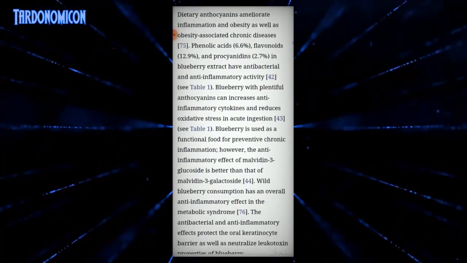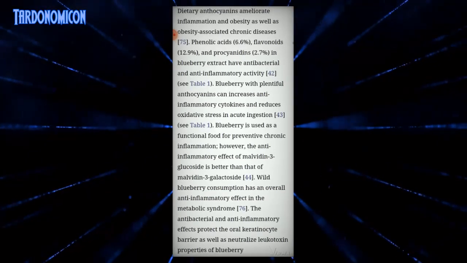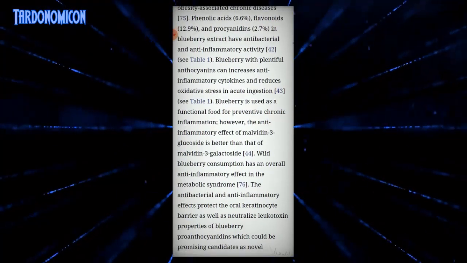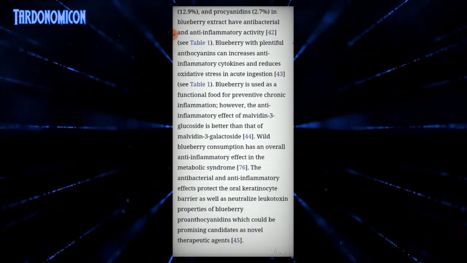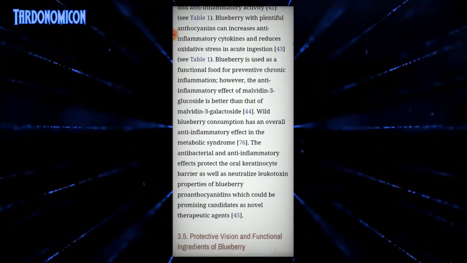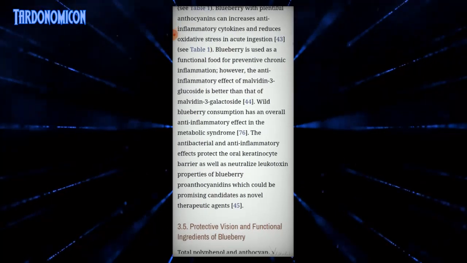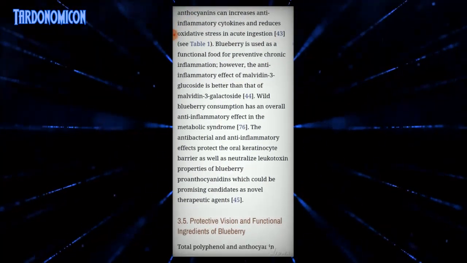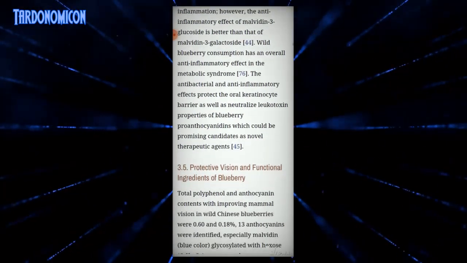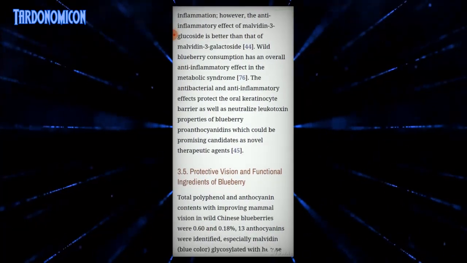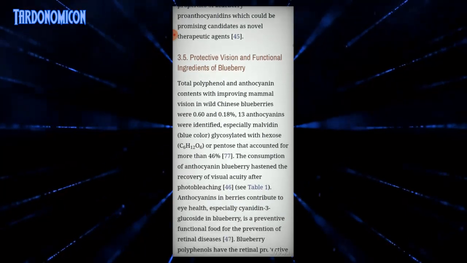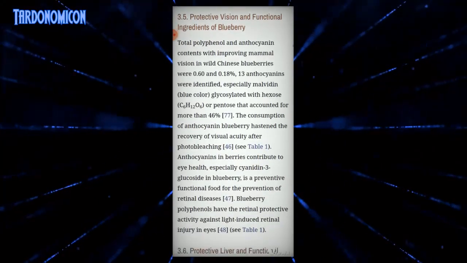Procyanidins in blueberry extract have antibacterial and anti-inflammatory activity. Blueberry with plenty of anthocyanins can increase anti-inflammatory cytokines and reduce oxidative stress on acute ingestion. Blueberry is used as a functional food for the prevention of chronic inflammation. However, wild blueberry consumption has an overall anti-inflammatory effect. So remember, when you're eating the whole blueberry, these are operating synergistically.